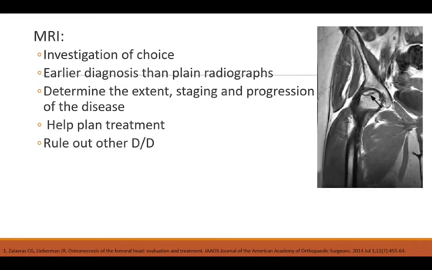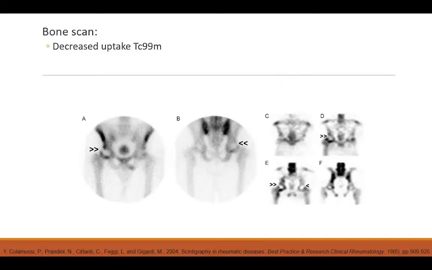An MRI is the investigation of choice and it helps in early detection of AVN as compared to plain radiographs. We should be able to determine the extent, staging and progression of the disease based on MRI. It also helps us plan our treatment and rule out other differential diagnoses. A bone scan, if done, will show a decreased uptake because of the dead necrotic bone, which you can see here.